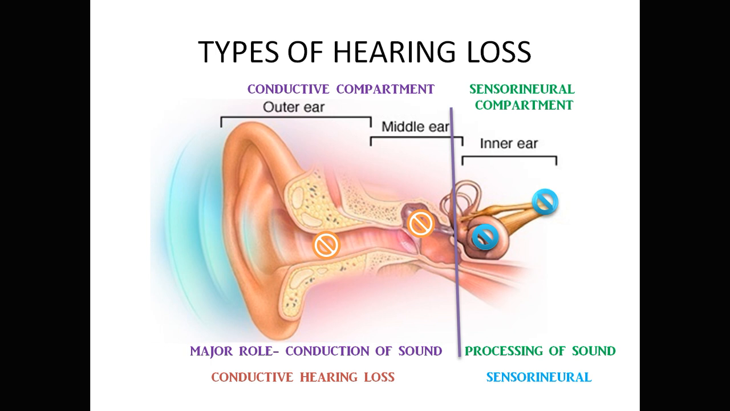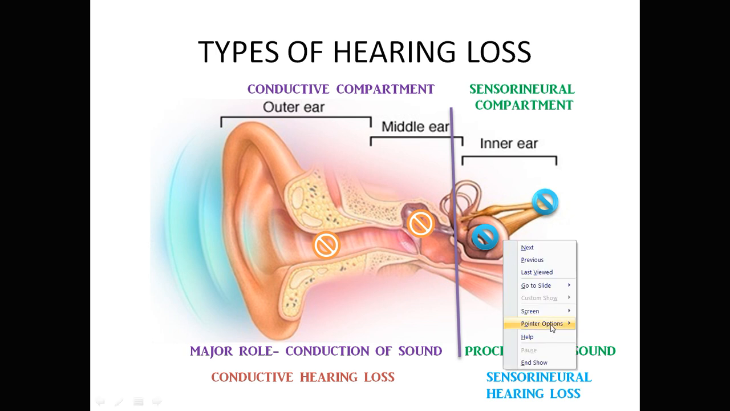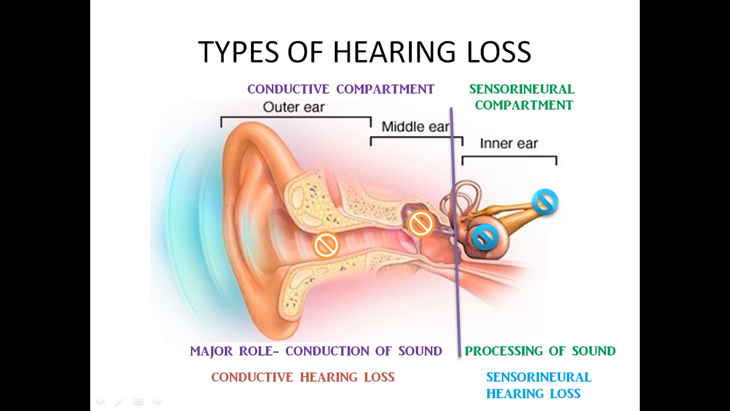Suppose a person has both the conductive and sensorineural compartments affected. If the outer ear or middle ear and the inner ear or nerve, both compartments, are affected, then it will lead to mixed hearing loss, where the conductive compartment is affected and the sensory compartment is also affected.